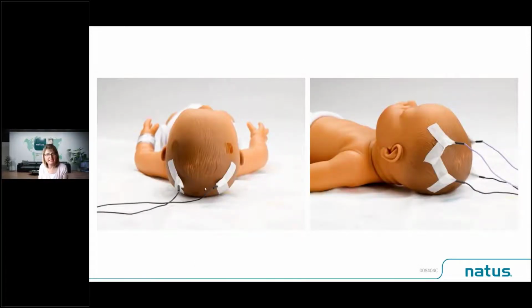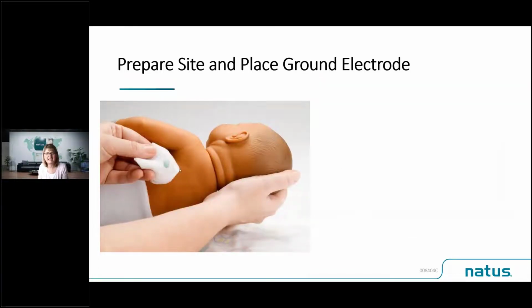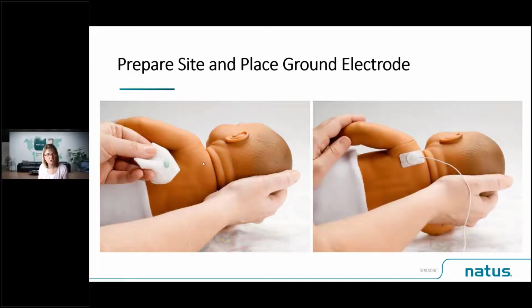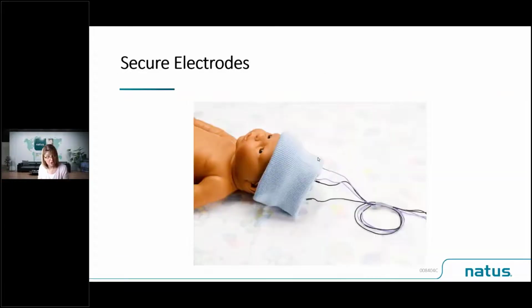Once you've got all of your needles in place, they should resemble these pictures. This is the 3 electrode configuration. This is the 5 electrode configuration. And we're going to do exactly the same in preparing the site and placing the ground electrode. We're going to clean the site, wash the new prep off, apply the electrode with the lead facing upwards. We're going to secure the electrode, same thing, create a strain relief loop. Again, we mentioned wrap hats, not imperative. They can protect the electrodes from being dislodged.